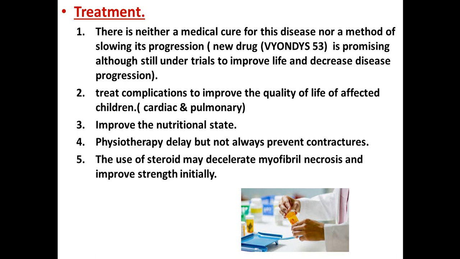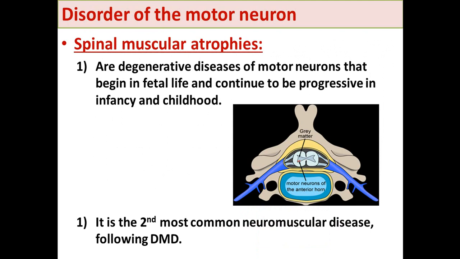What are the complications? The complications are cardiac complication, pulmonary complication, scoliosis, and maybe nutritional complication. So we have to treat the complications to improve the quality of life, and we have to improve the nutritional state. Physiotherapy may delay, but not always prevent, contracture. And sometimes we use steroid, which may decelerate myofibril necrosis and improve strength initially.